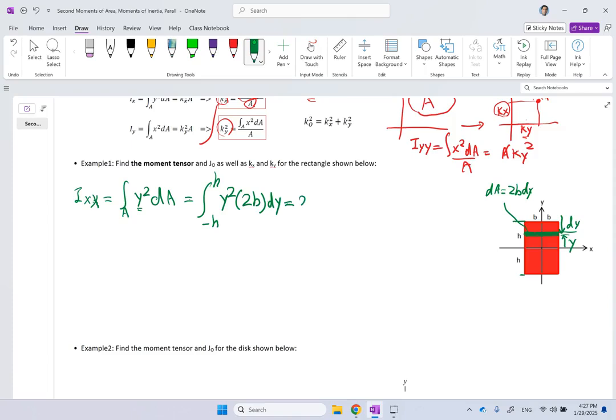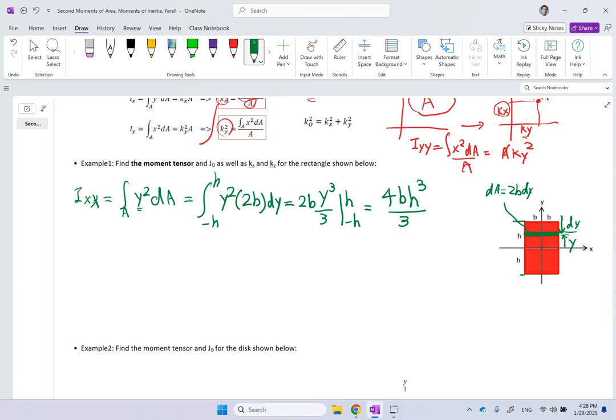So 2b comes out. Integral of y squared is y cubed over 3. You calculate it at h and negative h. So you're going to get h cubed over 3 minus negative h cubed over 3. You're going to get 2h cubed over 3 times 2b, so you're going to get 4b and then h cubed over 3. Okay, 4b h cubed over 3, where b is half of the width and h is half of the height.